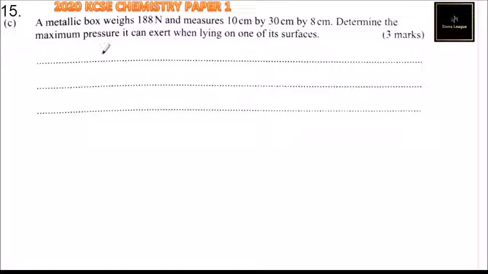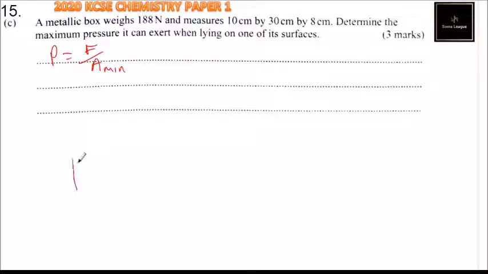Number 15, part C. A metallic box weighs 188 newtons and measures 10 centimeter by 30 centimeter by 8 centimeter. Determine the maximum pressure it can exert when lying on one of its sides. So we say pressure is equal to force over area. So if we have more area, then it will mean that there will be less pressure. So here we need to find the minimum area.